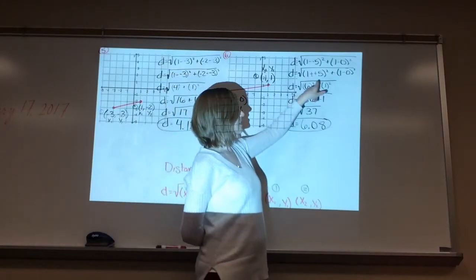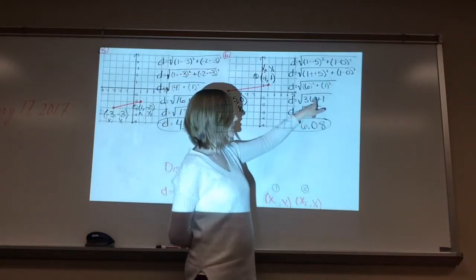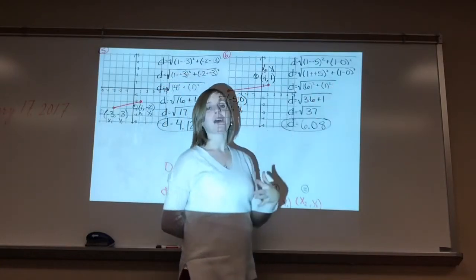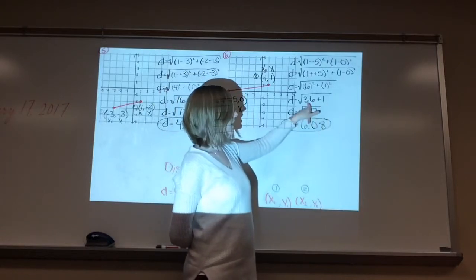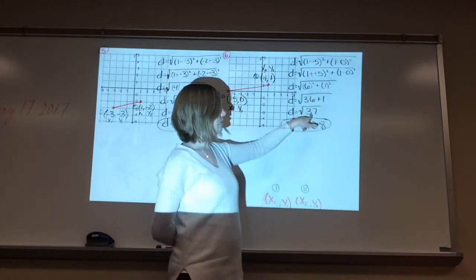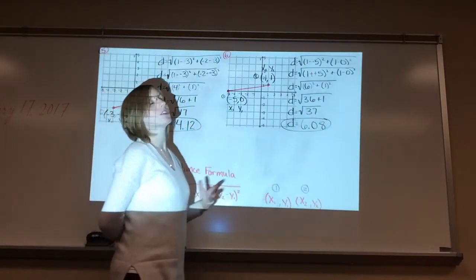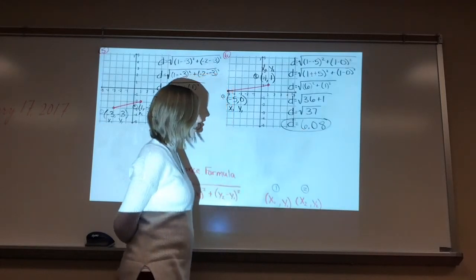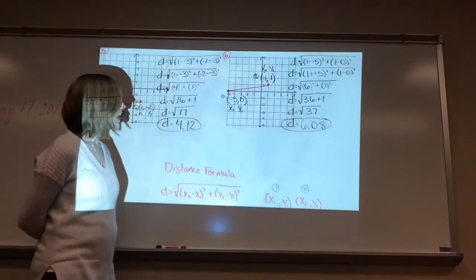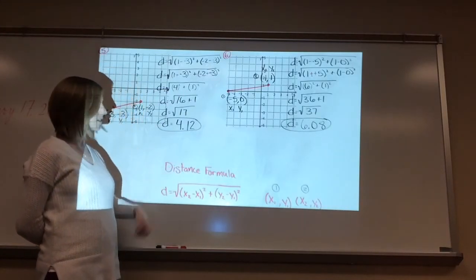So I did 6 to the second power. 6 times 6 is 36. So I have 36 plus 1 to the second power is just 1 times 1, so that stayed 1. Then I added them together. 36 plus 1 gives me 37. And then I took the square root of 37 using my calculator again, and you should get 6.08 when you round to the nearest hundredth. And that's the end of our lesson on how to find the distance between 2 points using the distance formula.